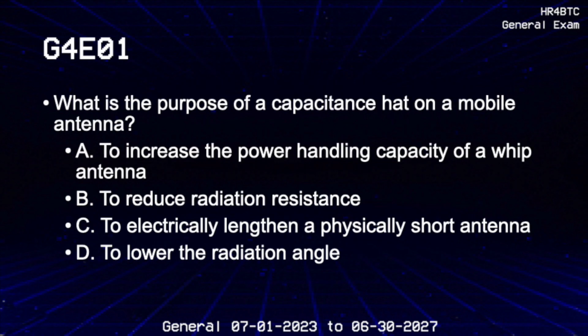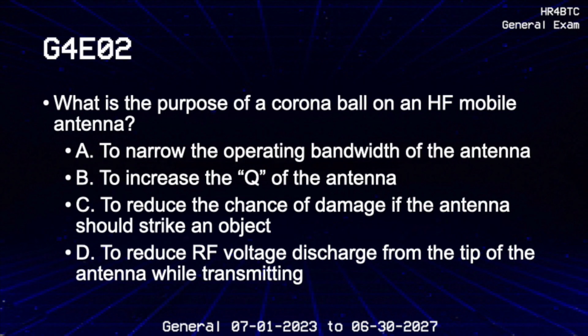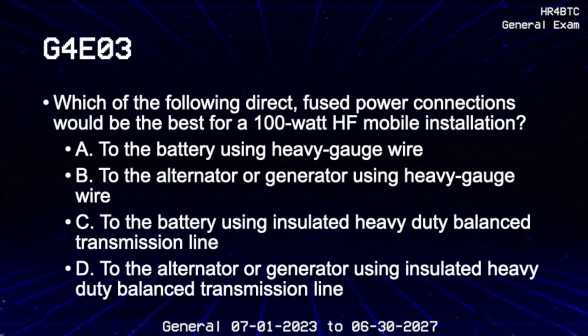What is the purpose of a capacitance hat on a mobile antenna? To electrically lengthen a physically short antenna. What is the purpose of a corona ball on an HF mobile antenna? To reduce RF voltage discharge from the tip of the antenna while transmitting. Which of the following direct fused power connections would be the best for a 100-watt HF mobile installation? To the battery using heavy gauge wire.